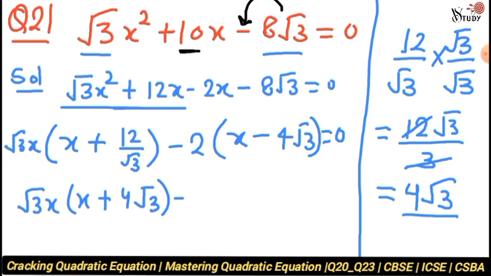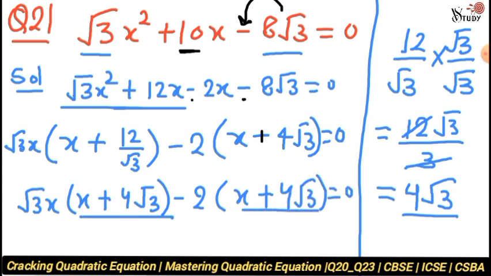Look my dear student, here this is negative and this is negative, and we take negative as common, so it will become positive. So 2(x + 4√3) = 0. Now this and this are common multiples of both terms, so we can take x + 4√3 as common, and now we have √3x − 2 = 0.